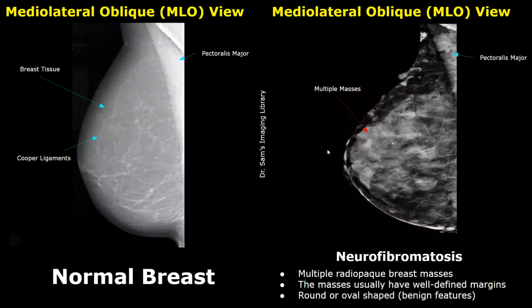Neurofibromatosis involves multiple benign masses called neurofibromas. We can find multiple round or oval-shaped masses which will appear radio-opaque. We can even distinguish separate masses. This is usually the appearance of neurofibromas.